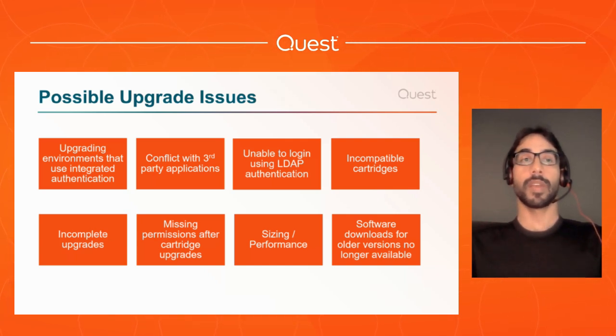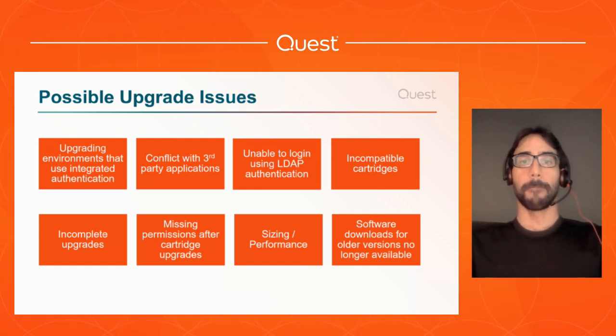Unable to log in using LDAP authentication: this problem is actually caused by the default Java truststore getting replaced during the upgrade when the Java runtime environment gets updated. The workaround is to simply restore from the backup that the installer creates, but another option would be to use the Foglight truststore, which can persist after an upgrade. We also have incompatible cartridges. These could be cartridges that are no longer compatible with a newer version of Foglight and may need to be disabled. This is something that could come up while preparing for the upgrade.